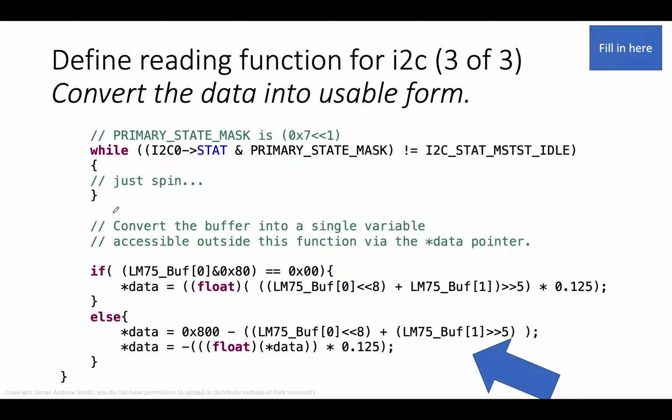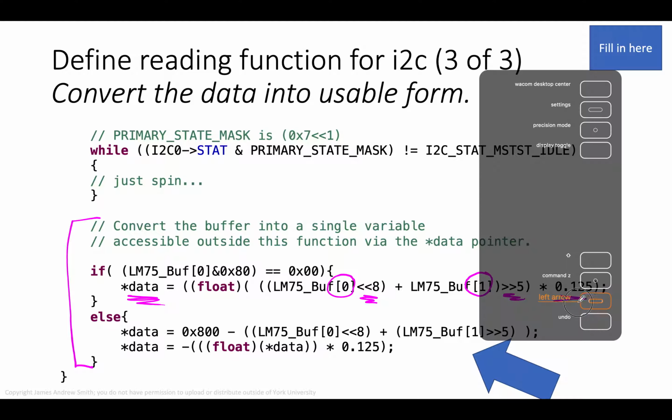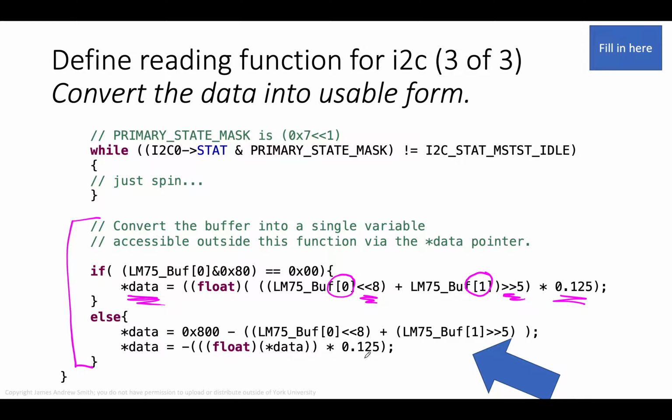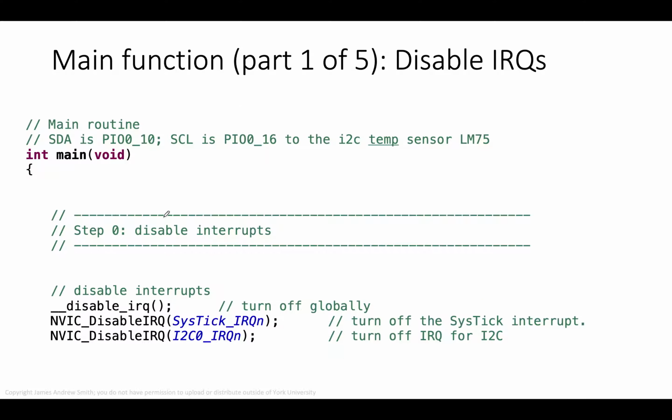Okay, so now that we have the 2 buffers that are full, what you end up doing is converting those 2 values into a single value that's stored in data. We do that by doing some bit shifting of cell 0 and cell 1, and then multiplying it by a certain factor right there. That gives you a particular value that represents the temperature on board the LM75. So that was another function. Next, we have the main function.